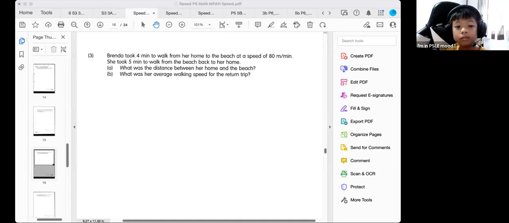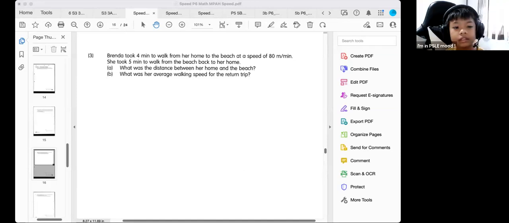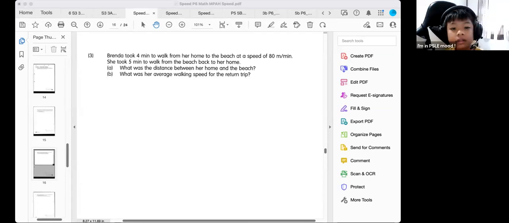Brenda took 4 minutes to walk from her home to the beach at a speed of 80 meters per minute. So 80 times 4 if you want to find the distance. Good. I just got the answer for A. Well done. What's the average speed? The formula for average speed is total distance divided by total time. Okay.